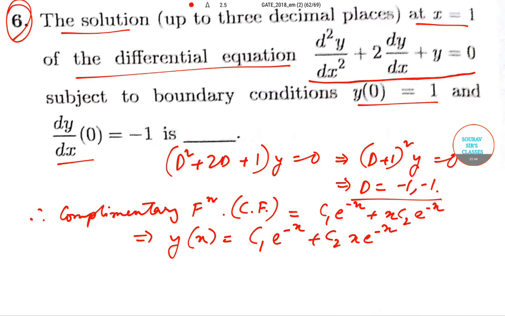So now we need to find out the constants C1 and C2. So boundary condition is that y of 0 is equal to 1. So that implies if you put x equal to 0, this will give us C1 is equal to 1.